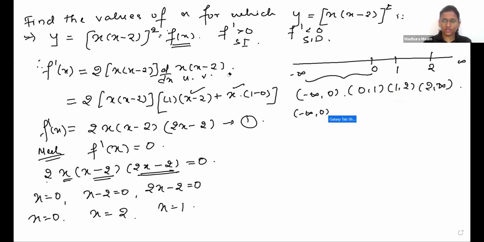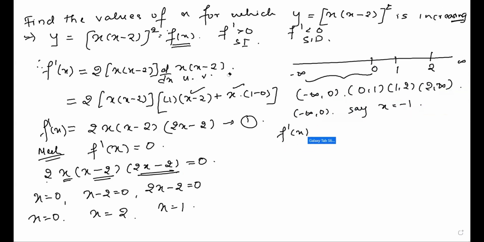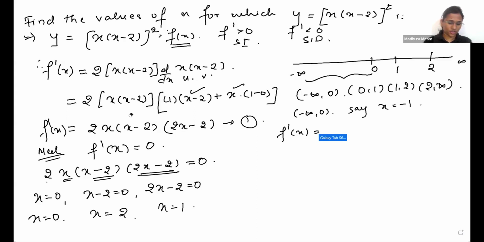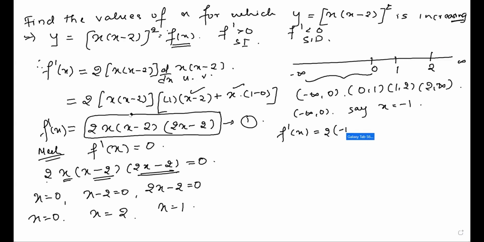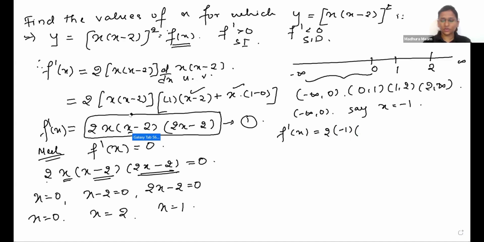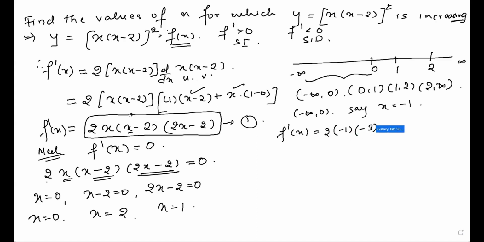I will take the first interval. Tell me any value. Shall I take x equals minus 1? Yes, ma'am. Okay, in minus infinity to 0, I took x equals minus 1. So I will do a little bit directly here. This is your f dash of x. The 2 stays. What is x? Minus 1. Here again x is minus 1, so minus 1 minus 2 is minus 3.